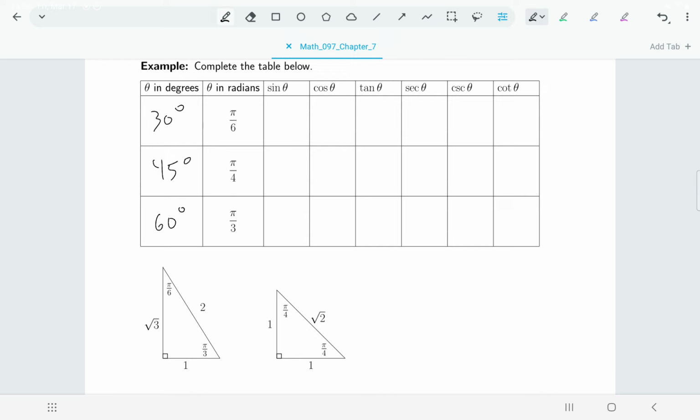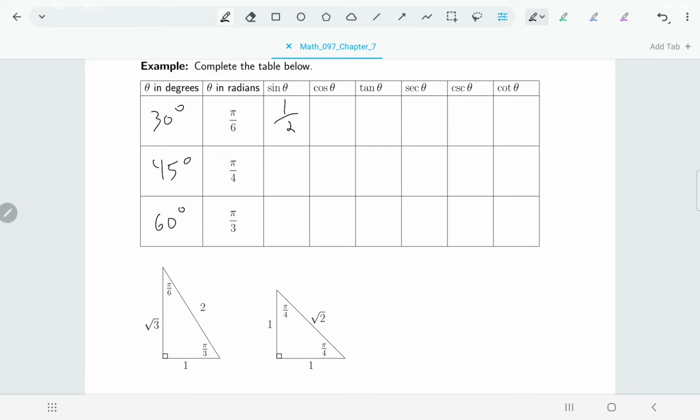I'm going to start with the first one, sine of 30 degrees. So sine of pi over 6. Sine is opposite over hypotenuse. And so for sine of pi over 6, that should be 1 divided by 2, which is 1/2.